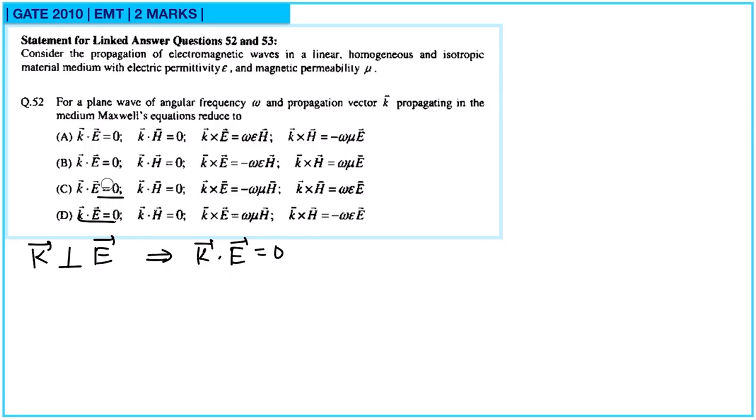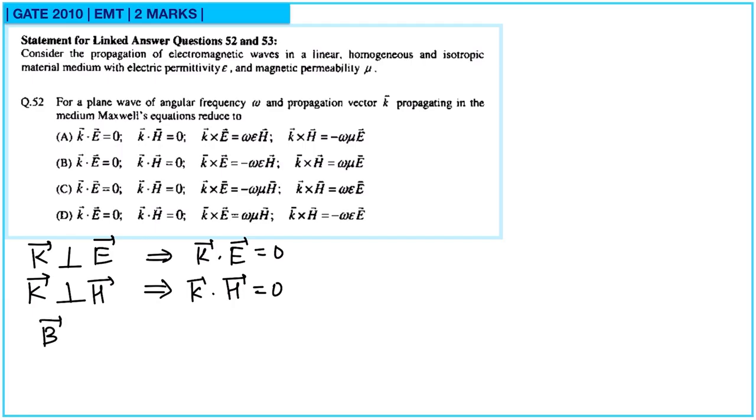Then we have the second statement. This k bar will also be perpendicular to the magnetic field. That means it will be perpendicular to H bar as well. So k bar dot H bar will be equal to 0. But it is common in all these cases, so we have to check the next ones.